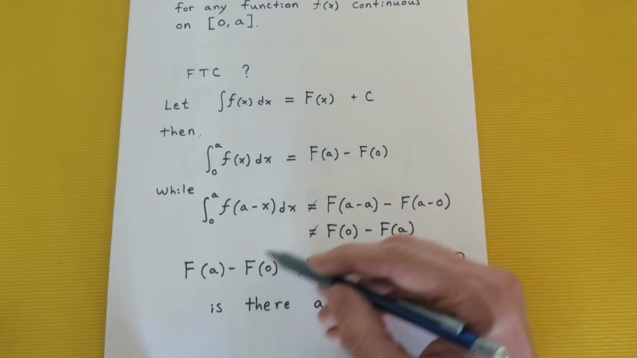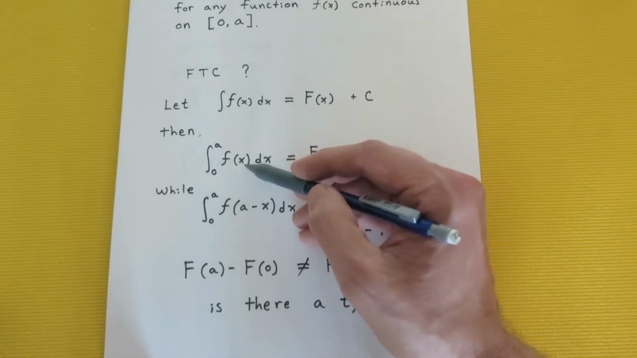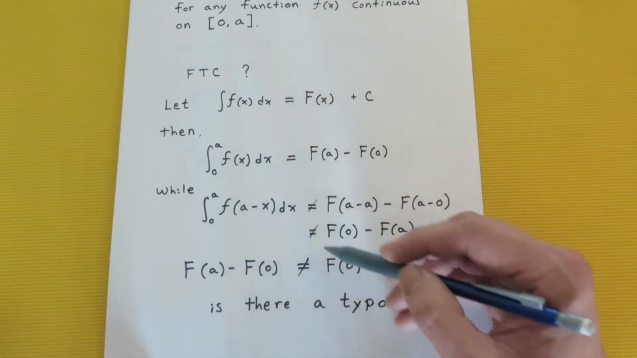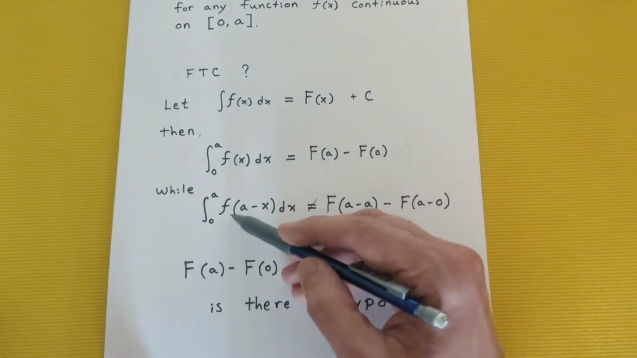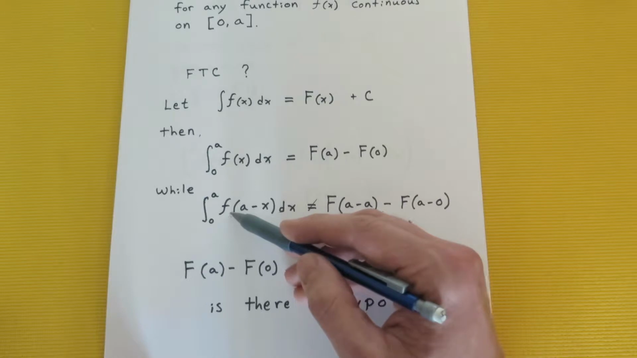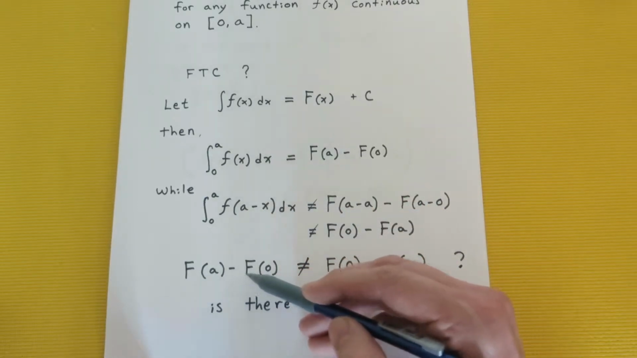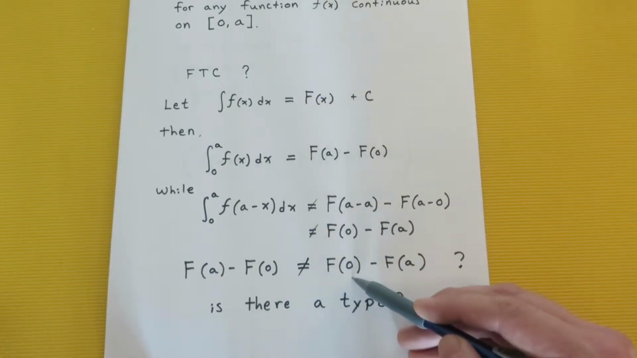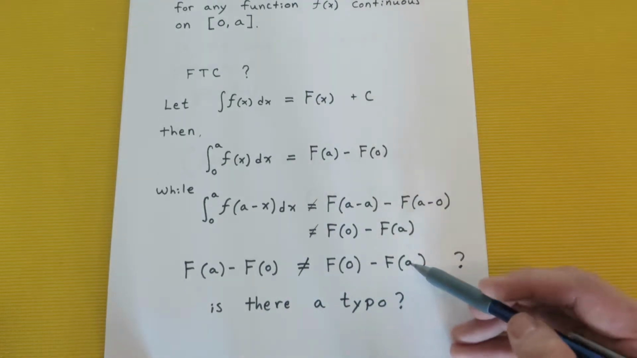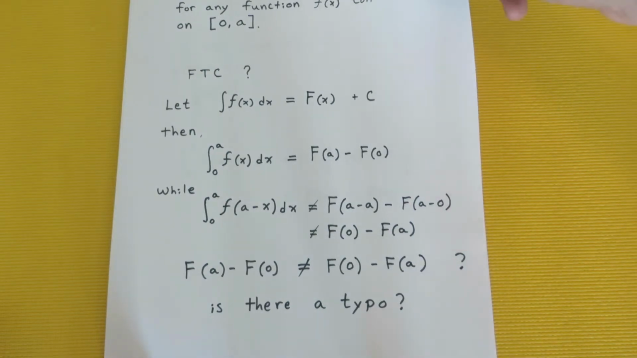But notice that what we got up here with the integral of f of x is not the same as what we got down here when we tried just plugging in to our integral of f of a minus x. Because clearly big F of a minus big F of 0 is not equal to big F of 0 minus big F of a. And it turns out there's not a typo. There is a very simple explanation for this.